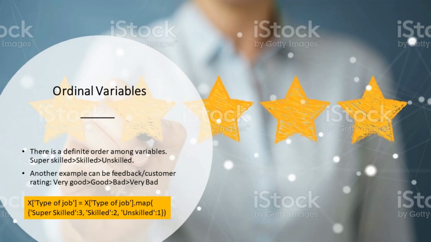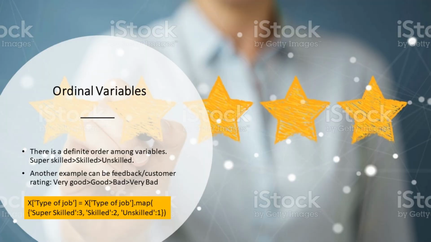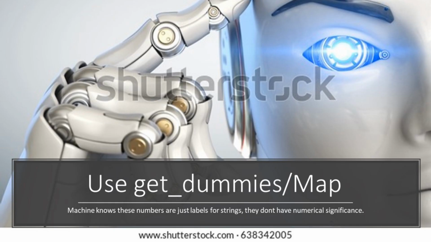So the numbers are only denoting that super skilled is better than skilled, better than unskilled, but how much better, we don't know. For example, if there are numbers like 100 greater than 90, you know that 100 is 10 units better than 90, right? But it is not the same with ordinal variables. Even though you will see that the machine is giving some numbers, the numbers are only in place of labels. They do not have any numeric significance as such. So when you use these get dummies and map functions, the machine will understand that these are just used for labels. Now that you have already handled the non-numeric variables, the next step would be handling missing values.